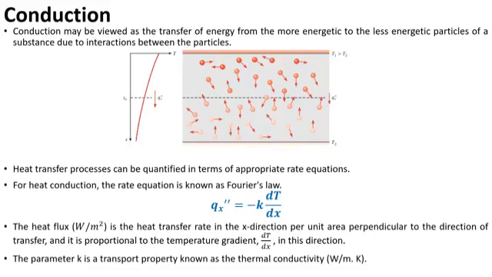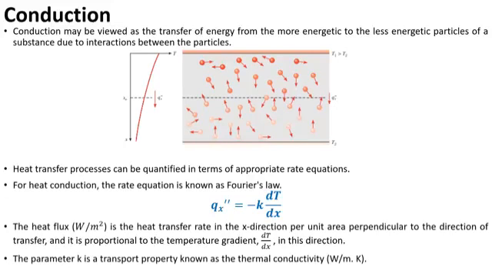There are different rate equations which quantify the amount of heat. For conduction, the rate equation is given by Fourier's law, and the equation of Fourier's law is simply Qx double dash is equal to minus K dT over dx. Qx double dash is the heat flux rate in the x direction per unit area perpendicular to the direction of heat. What is heat flux? We will discuss in the next slide.